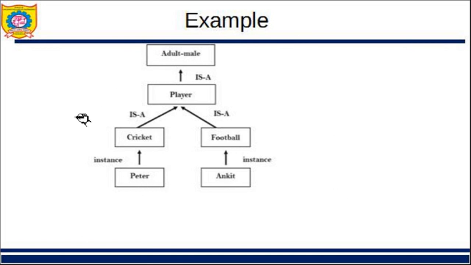In this fashion, let me repeat it in short: boxes are used to represent objects as well as values. So I can say player is an object, cricket is an object, football is an object. Adult male is a value, Peter is a value, Ankit is a value. Then arrows are used to represent the attributes. This arrow line is one attribute, this is the other attribute, "is a" attribute.